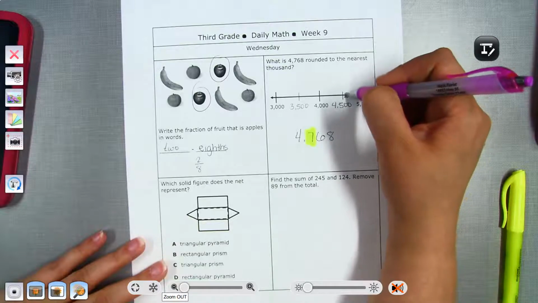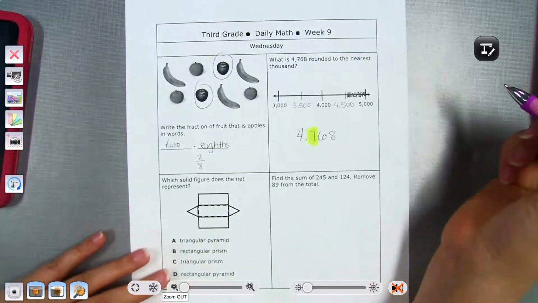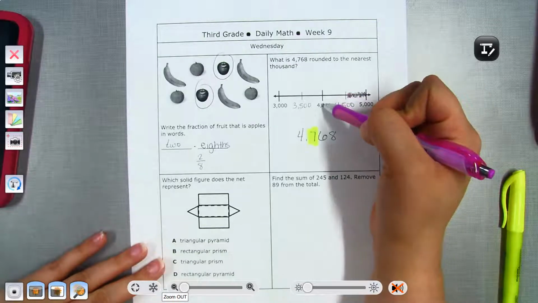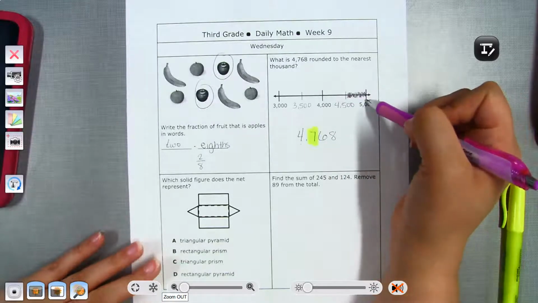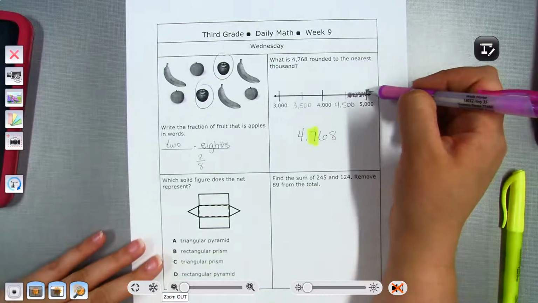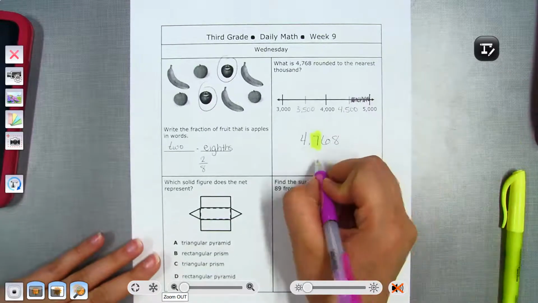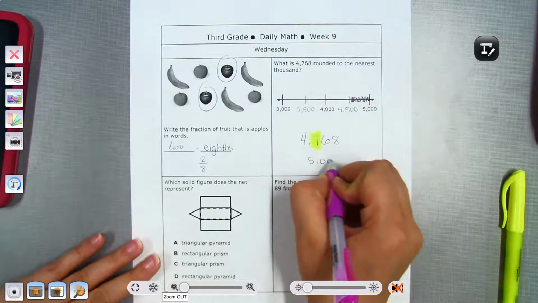Okay. So, am I going to be rounding back to 4,000 or am I going to be rounding up to 5,000? Well, it's going to be closer to 5,000. So, my answer would be 5,000.